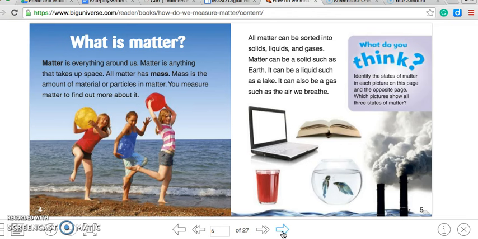All matter can be sorted into solids, liquids, and gases. Matter can be a solid, such as earth. It can be a liquid, such as a lake. It can also be a gas, such as the air we breathe. What do you think? Identify the states of matter in each picture on this page and the opposite page. Which picture shows all three states of matter?